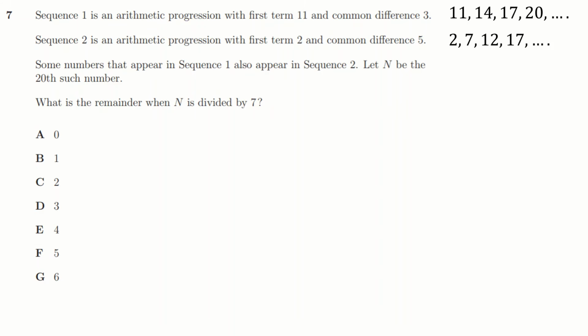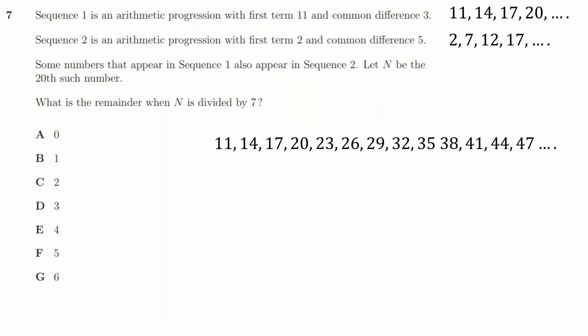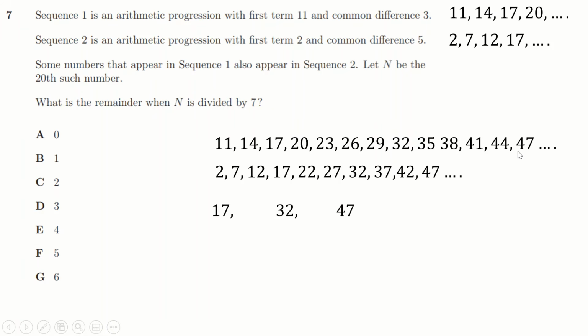Now, I didn't know what to do on this question, so I just started listing out the sequence quite far, and I was hoping to find a bunch of numbers that would tell me something about the situation. And I did, right? 17 matches. The next one that matches is, I believe, 32, and the next one is 47. So those are my first 3 matches. Now, what do I notice about these? Well, there's a consistent difference, right? A consistent difference of 15.